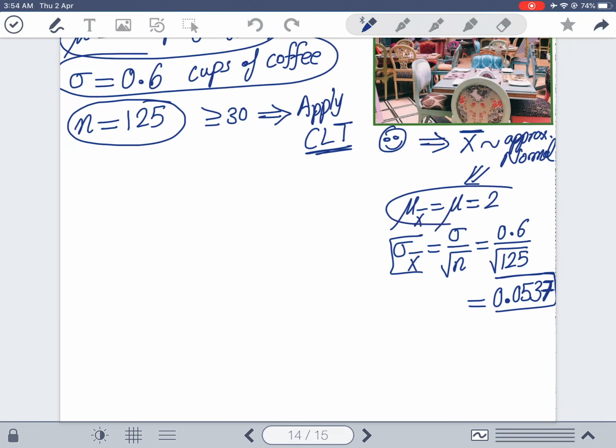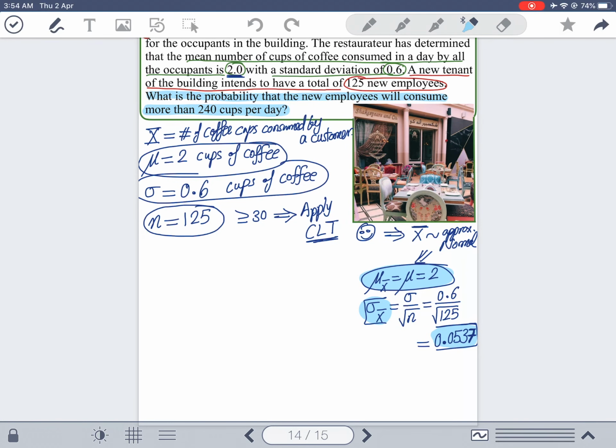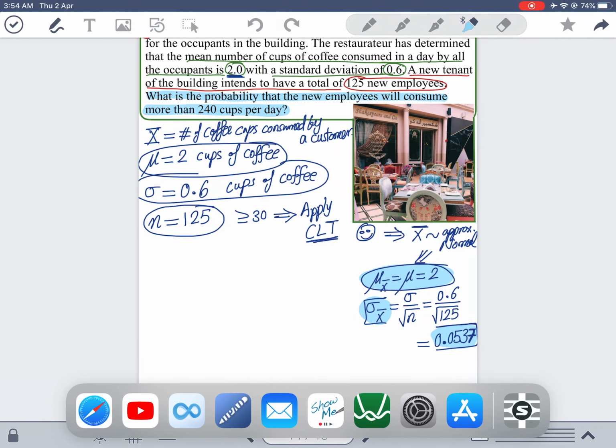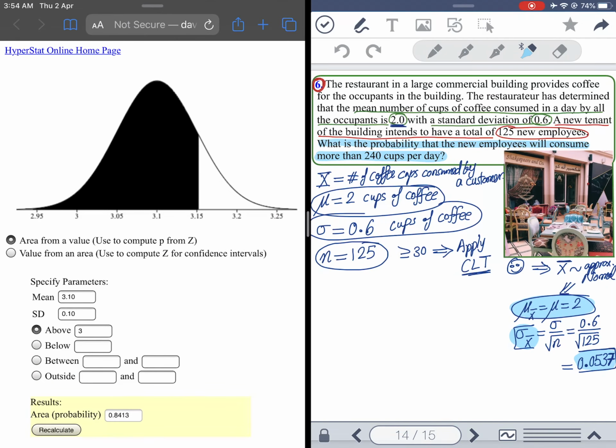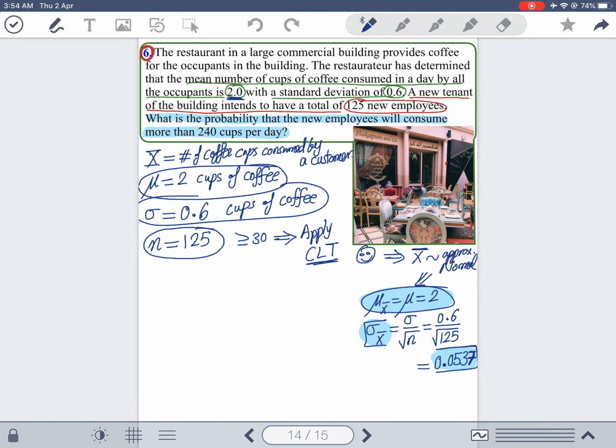Okay, and so now you know the mean of the distribution of sample means, and you have the standard deviation of the sample means. Once you have these two, you can use the calculator, but before you use it, remember the online calculator has area from value or value from area. So we need to check which one we are solving here. Now, what are they asking? What is the probability that the new employees, the 125, will consume more than 240 cups per day? Of course, this is not per person, but you need to change it to be per person.